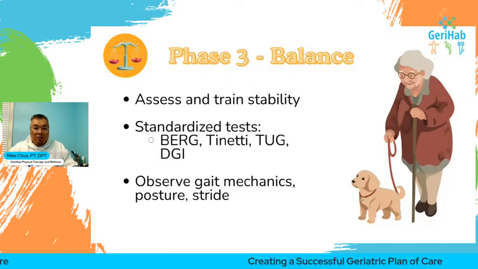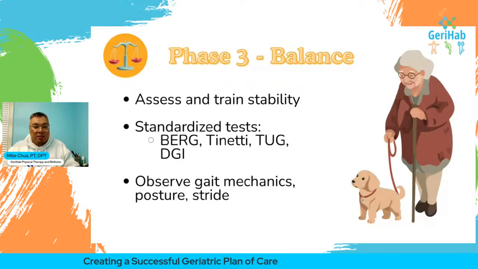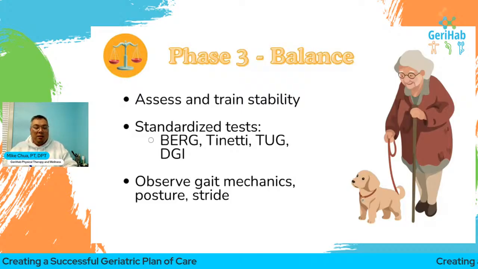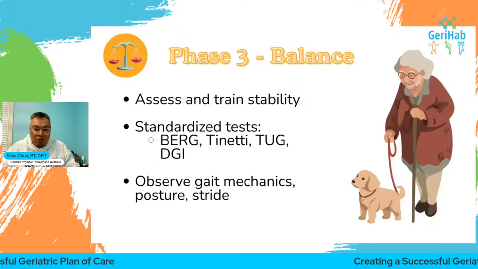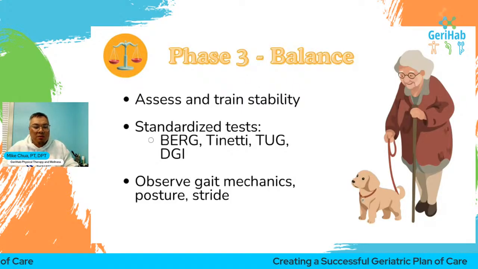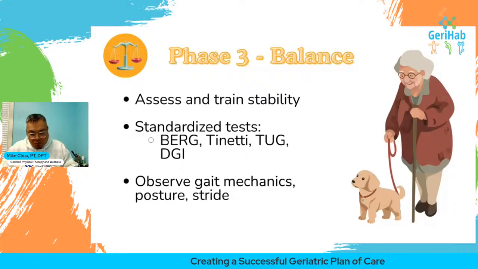So there are different standardized tests that you can use: the Berg Balance Test, Tinetti, TUG, and then the Dynamic Gait Index, or DGI. I use a lot of Berg because it's easier for me to implement. Tinetti, you can also use that. Whatever works for you.